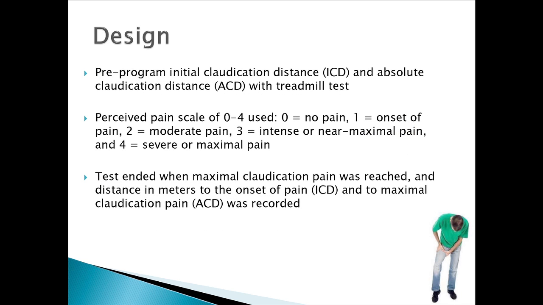The design of this study included a pre-program initial claudication distance and absolute claudication distance, obtained using treadmill tests in the clinic. The patients were provided a perceived pain scale of 0 to 4, with 0 being no pain and 4 being severe or maximal pain. The test ended when maximal claudication pain was reached, and the distance in meters to the onset of pain and to the maximal claudication pain was recorded.